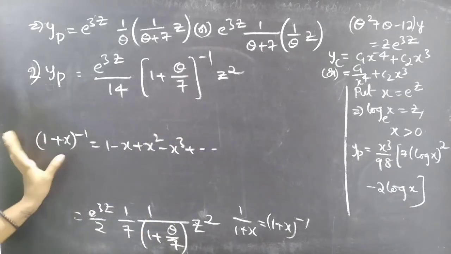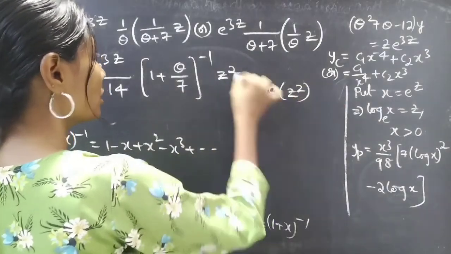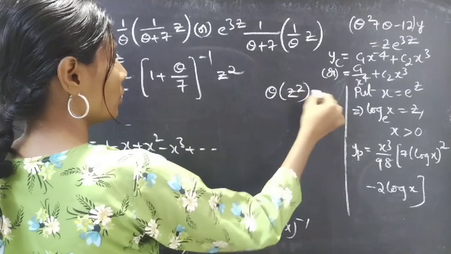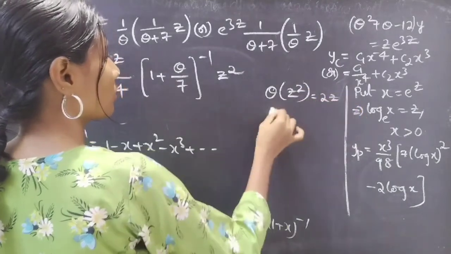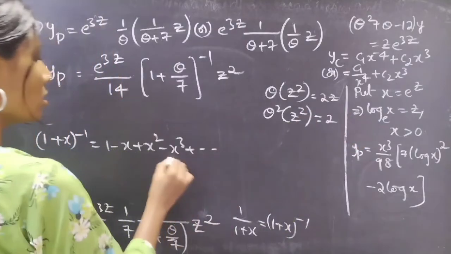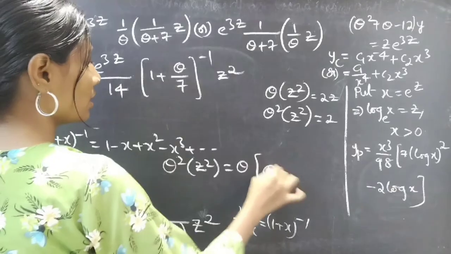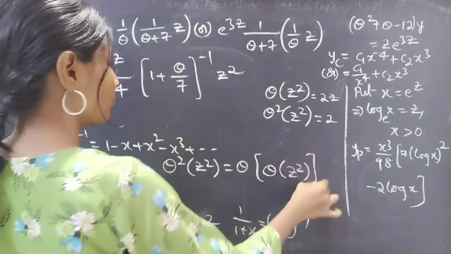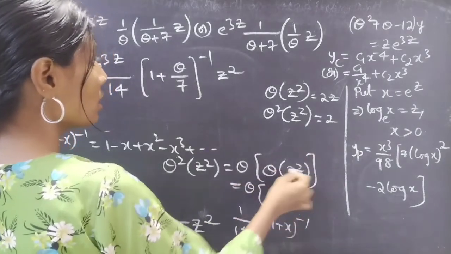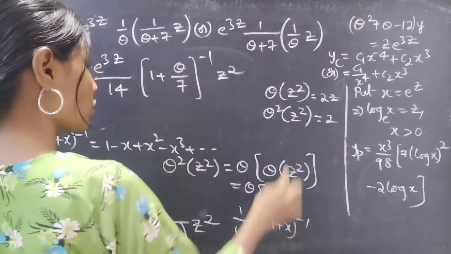So before applying this formula, we'll find derivatives of z square. Derivative of z square is 2z. Theta square of z square is 2, right? We can write theta square of z square as theta of theta of z square, which equals theta of z square, whose value is 2z. Here theta is a differential operator.